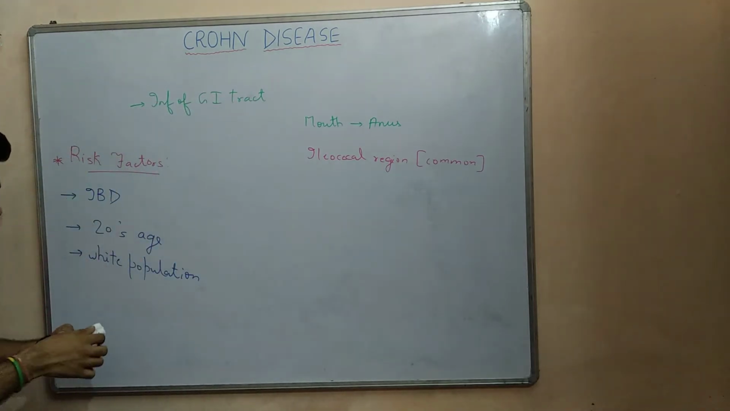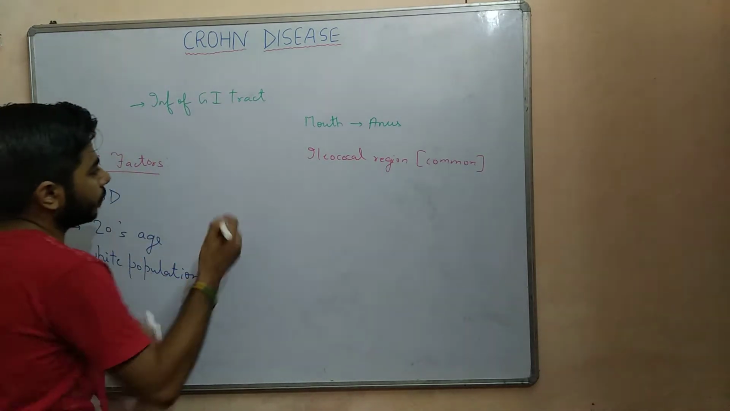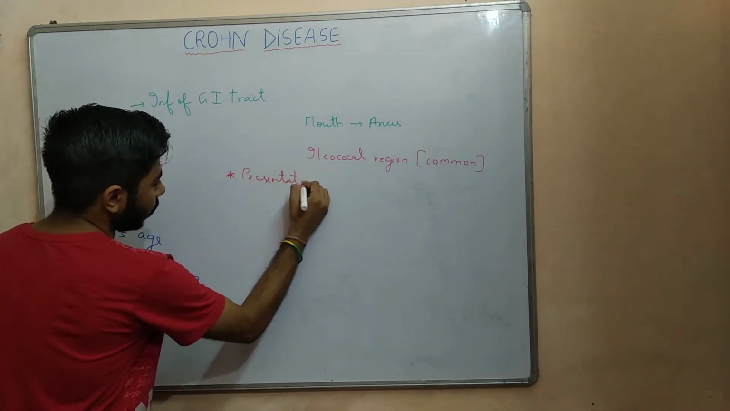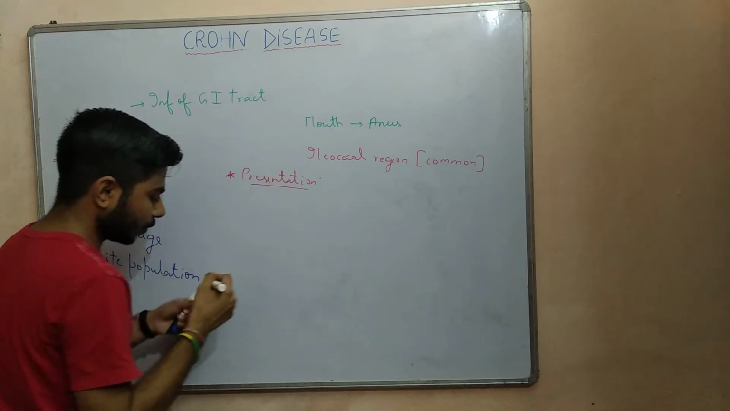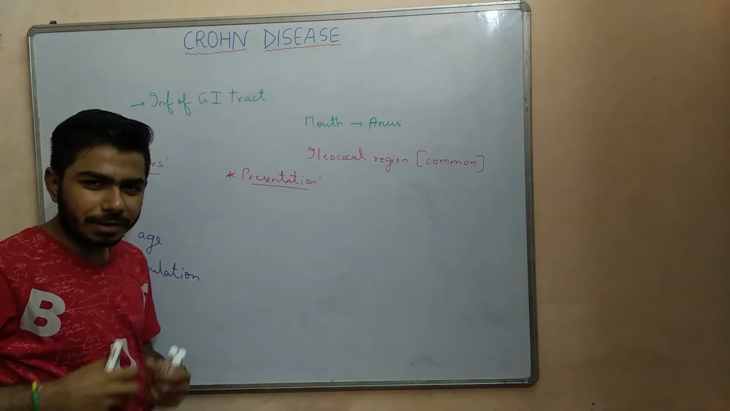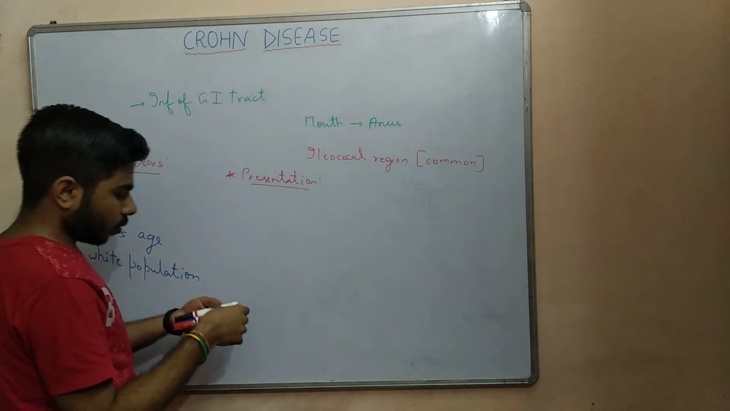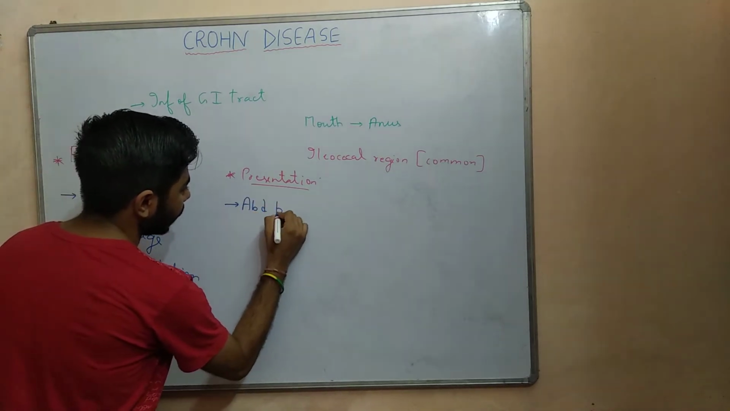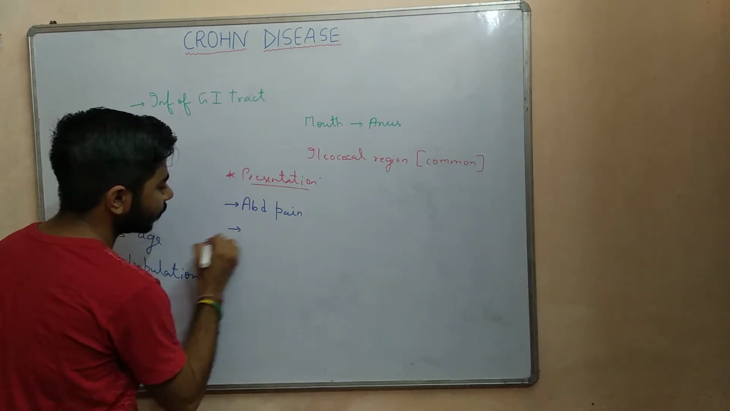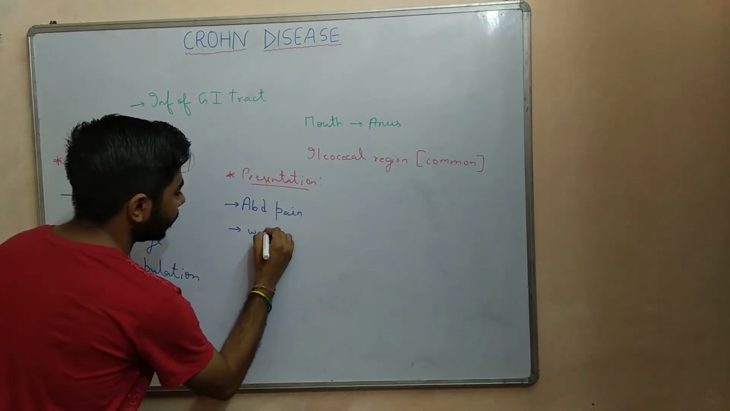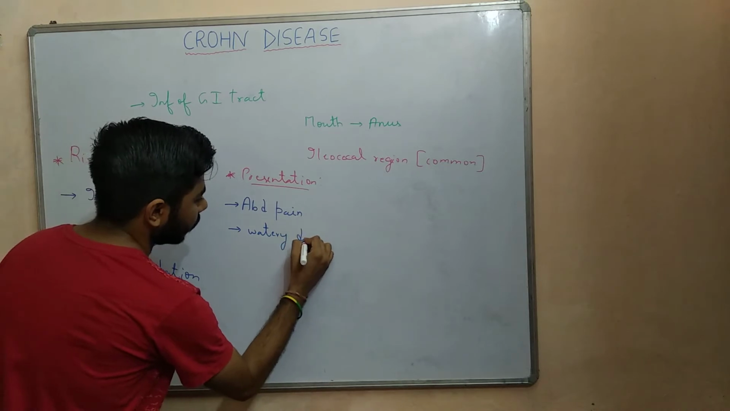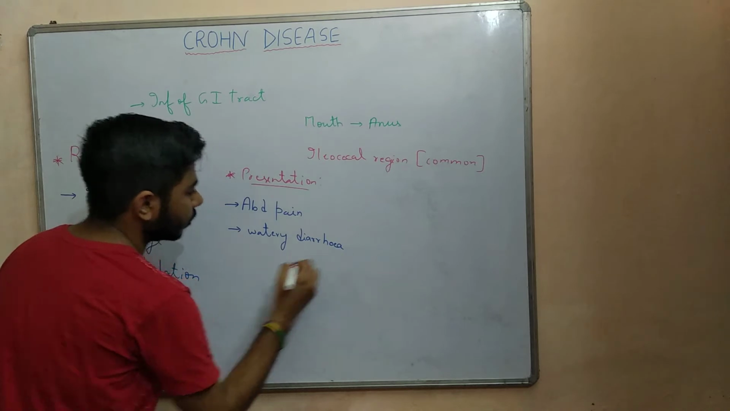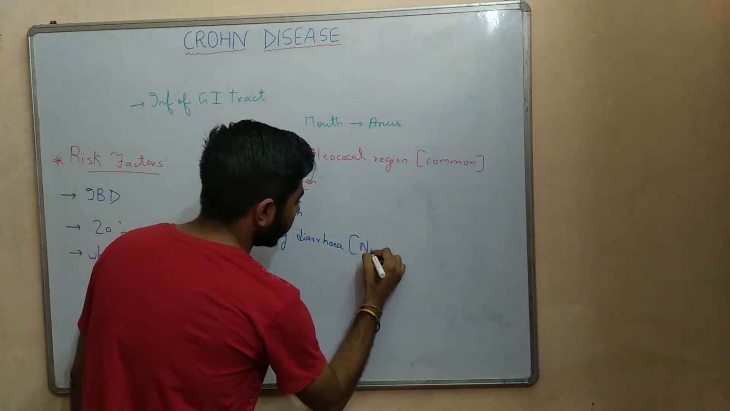So let me talk about the presentation as well over here, which is very important. Now, among the presentation, first of all, remember that cramping abdominal pain will be there. Secondly, watery diarrhea will be there. Watery diarrhea can be seen in such patients, but that will be non-bloody, remember.